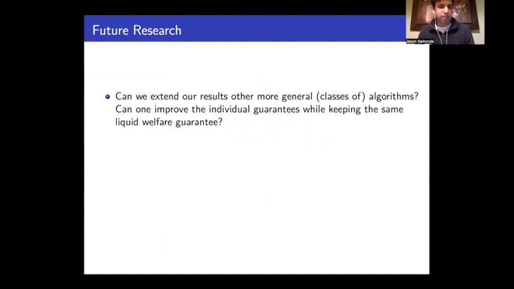And so with that, I just want to conclude with a few future research directions. One is, can you generalize this result to broader classes of learning algorithms beyond this gradient-based pacing? And also, what's the interplay between these individual guarantees and liquid welfare guarantees? Can you improve one while keeping the other?